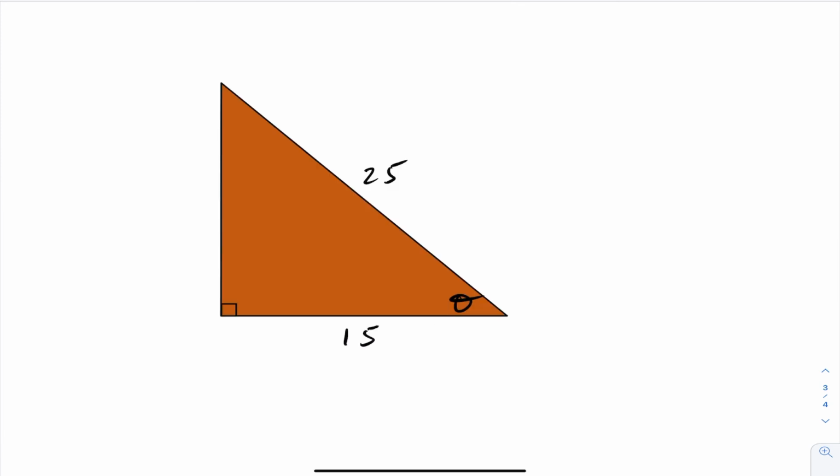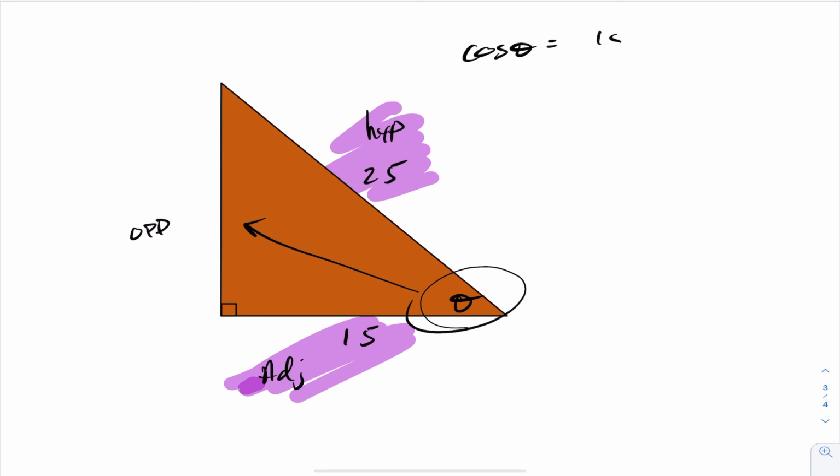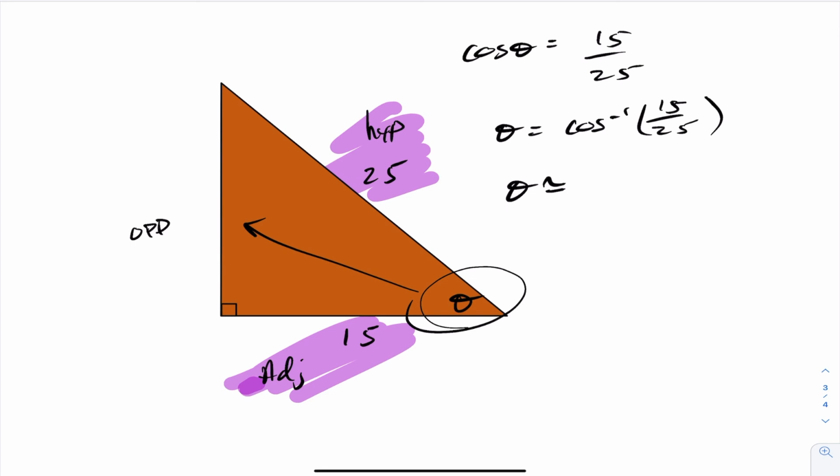Okay, let's try one more here. We've got our angle here, theta. Let's label it. Just like always, this is my opposite. This is my hypotenuse. The leftover is my adjacent here. This involves my adjacent and my hypotenuse. That's your A and the H. It's going to be cos. So we've got cos of theta is 15 over 25. Therefore, theta is the cos inverse of 15 over 25, which is approximately 53.13 degrees.